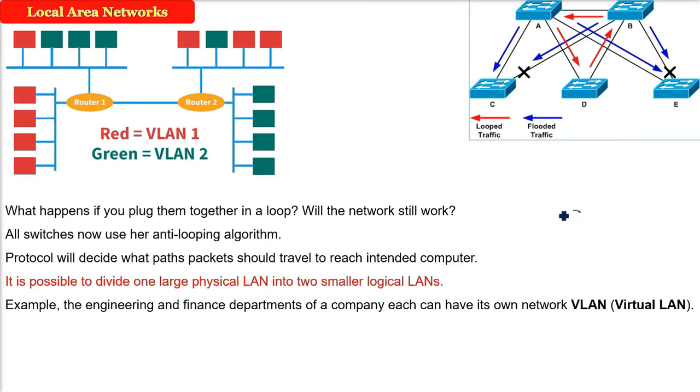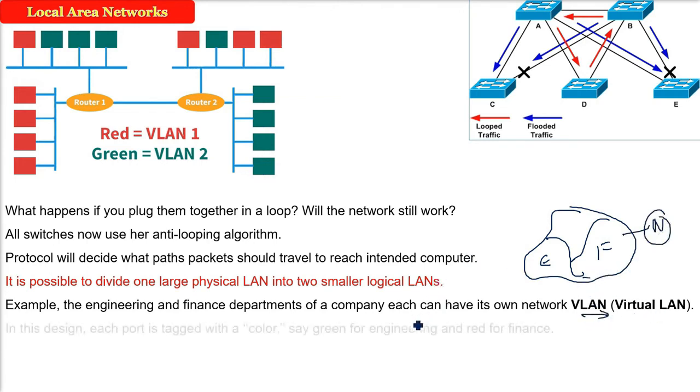I'll give an example. For example, there is an institution. We have an engineering department and a finance department of a company. Now, we would like all of these to be connected to a single LAN. But a single LAN won't work. We want the engineering department to be different and the finance department to be different. So we can have a virtual LAN, VLAN.